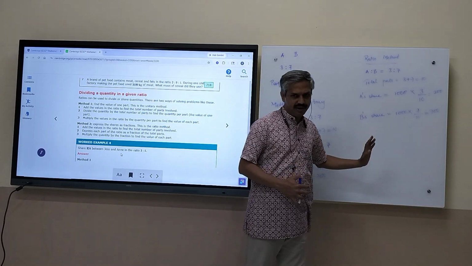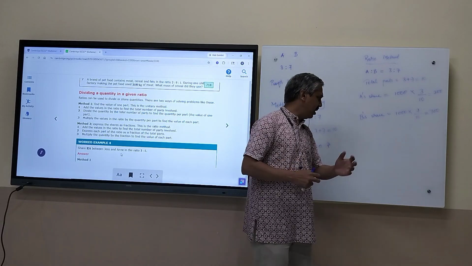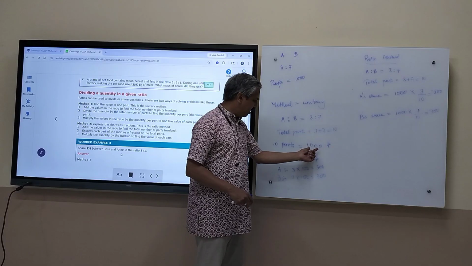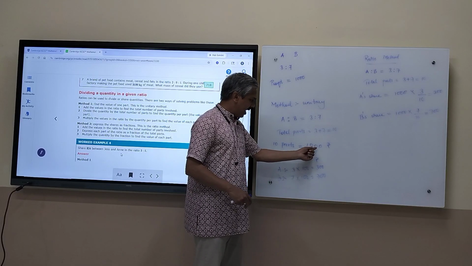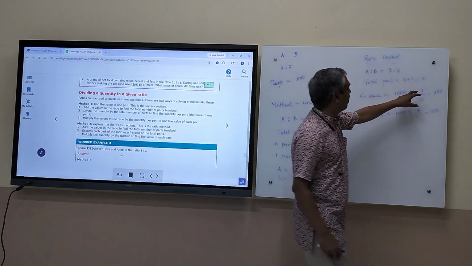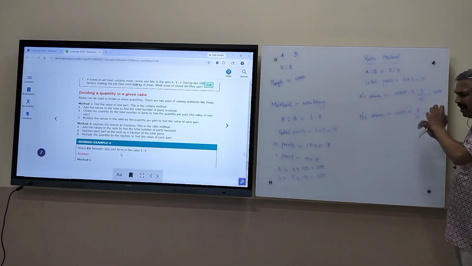Both the methods are very simple. Both the methods have a very little bit of difference. Here you divide first and then you multiply by 3. Here you divide by 10 and then you multiply by 3, you multiply by 7. Here you are directly multiplying by 3 by 10 and 7 by 10. But that's not the point.